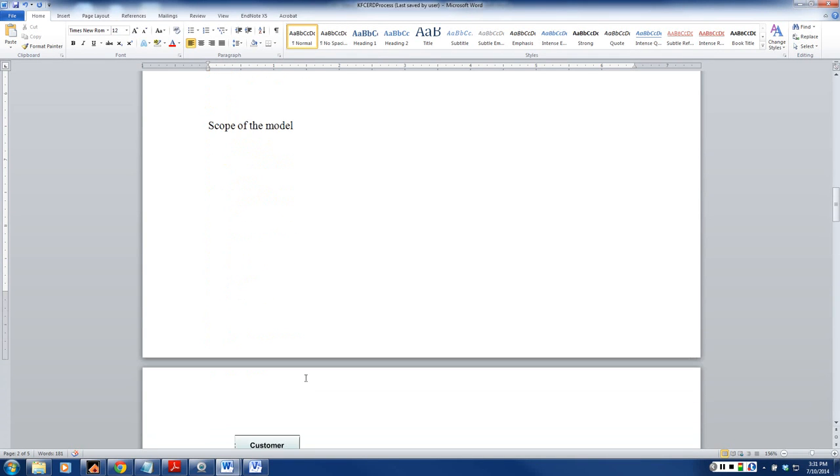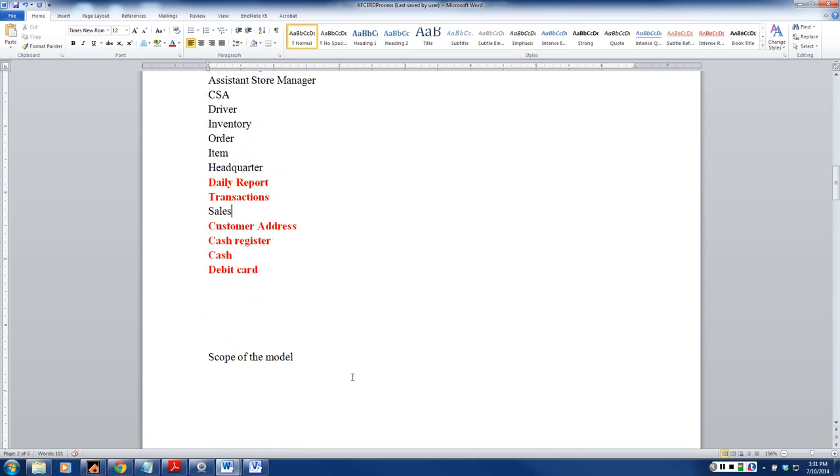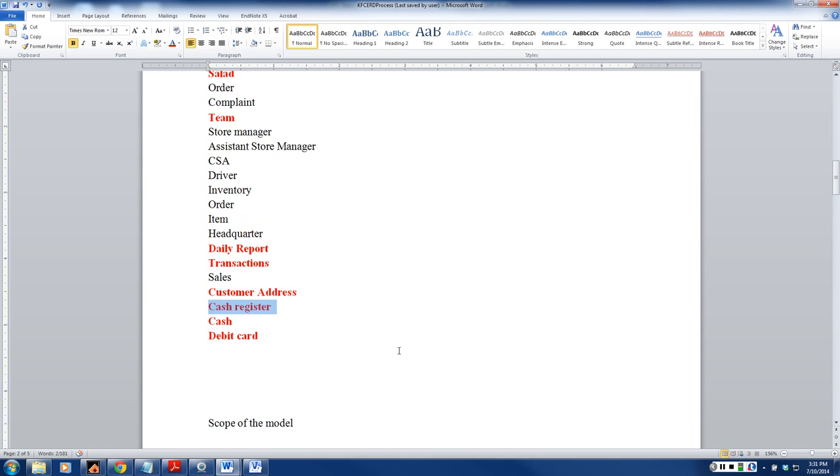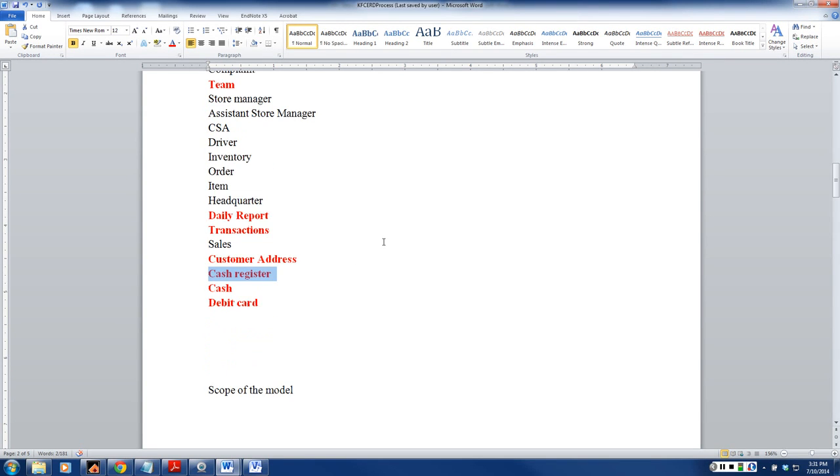So we need to talk about the scope of the model here. The scope of the model is only capturing the important concepts, not each and every concept that can be potentially termed as an entity. So that's why I ignored cash register, I ignored team, I ignored different kinds of products, and try to make it as concise as possible.